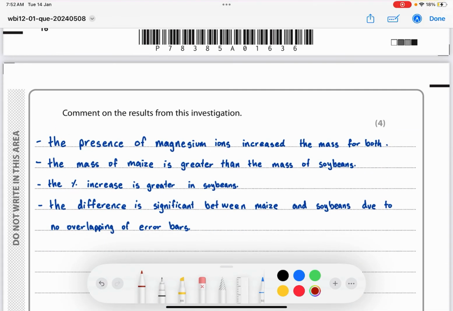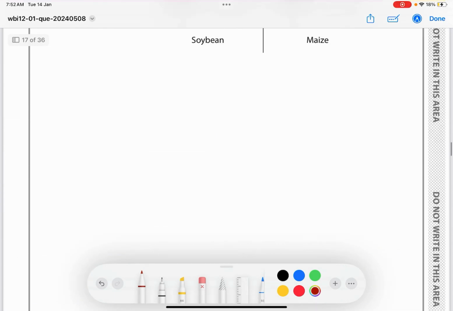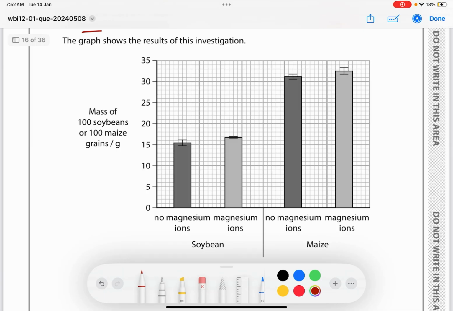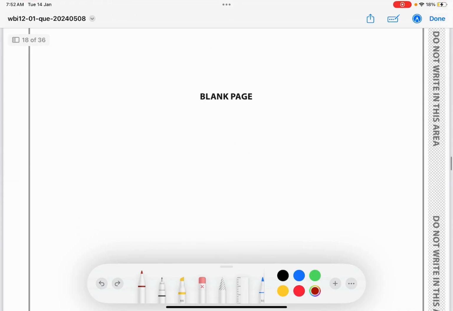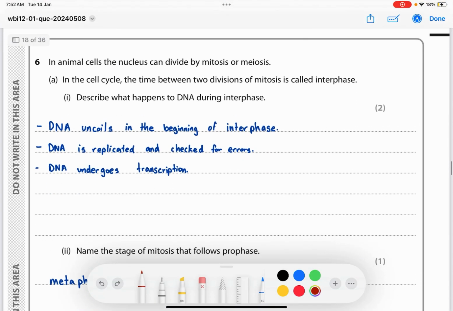And the difference is significant between maize and soybeans due to no overlapping of the error bars. As you can see over here, the error bars here and here are not overlapping. Therefore, the results are significant. And I think that's the end. Next question.